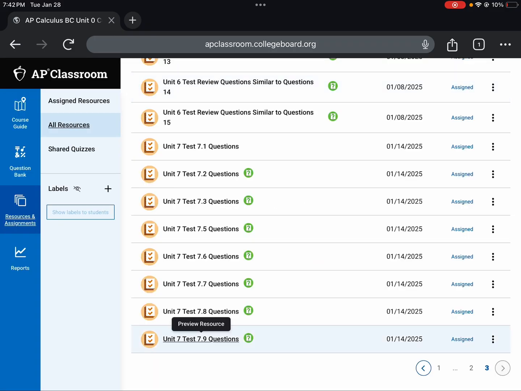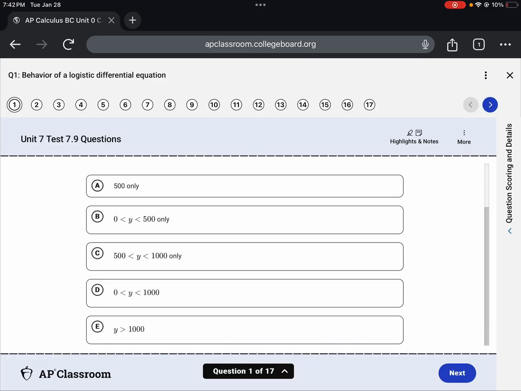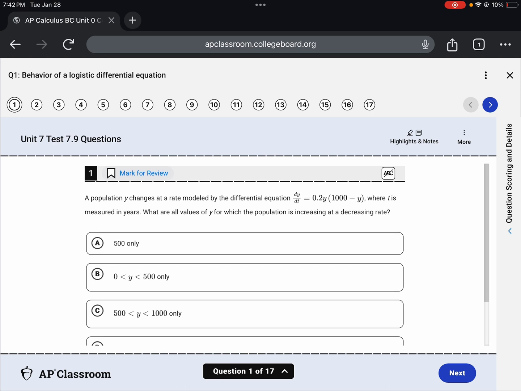And 7.9, this is again exclusive to BC, so for AB, you don't need to worry about these problems, but I think these ones should also be pretty straightforward and pretty easy. So yeah, I don't really know what else to say about these ones, just that I think they're going to be really easy. You just have to know how to read the question.